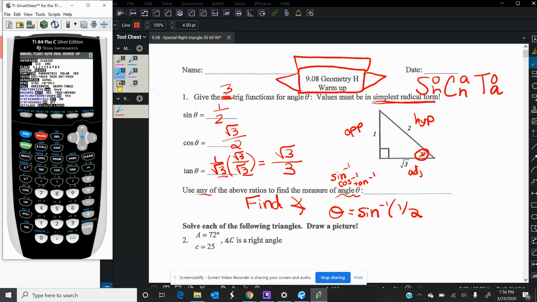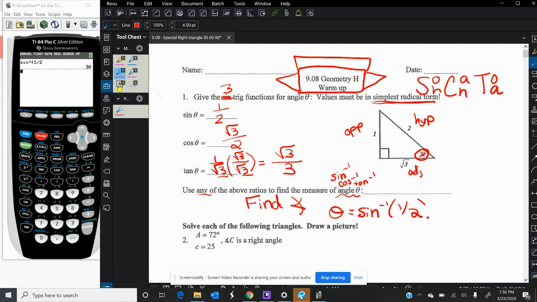So again, double check you're in the right mode. Some of you I know are in the habit of resetting your calculator often, so you just want to make sure you're in degree mode. So that means angle theta is 30 degrees.